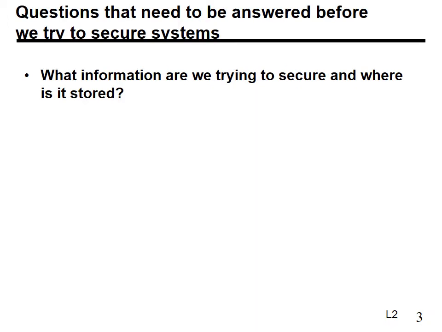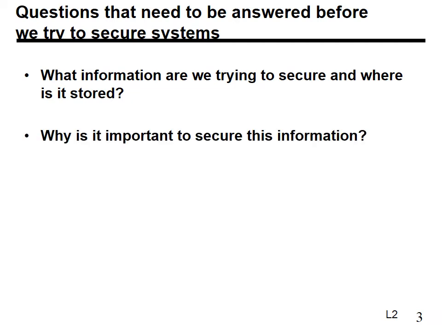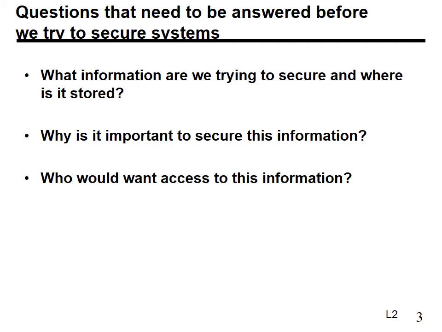Before we do this, we need to look at some questions regarding secure systems. One question is, what information are we trying to secure and where is it stored? You're not going to be able to secure your information unless you know where it is. The next question to ask yourself is, why do we care about this information? Why do we need to keep it secure? What is it about this piece of information which is valuable to us? And the next step, after we've done that, is to see who would want to access this type of information.